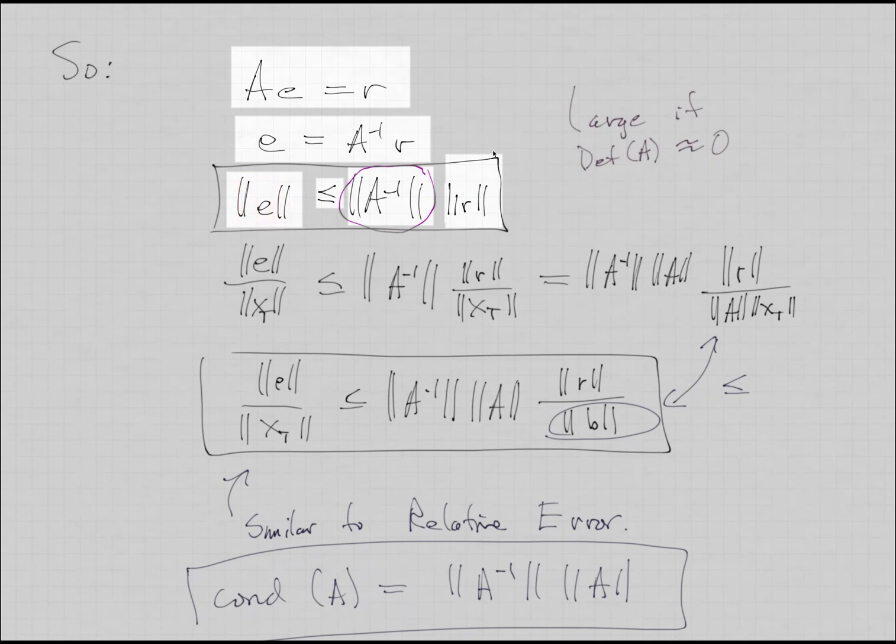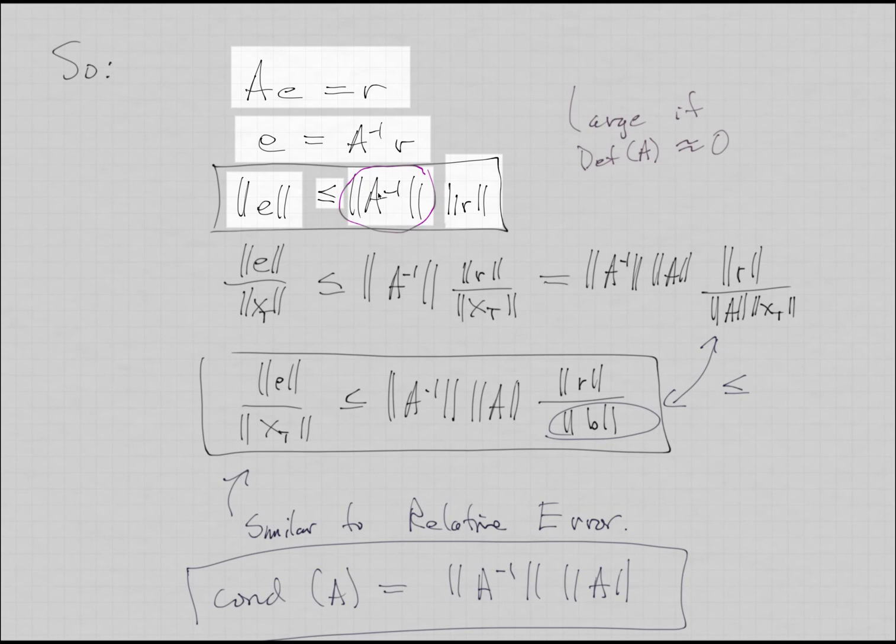Right? So it may be that A times our approximation XA really is close to B, so that the residual is small, but nevertheless, we could still have a large error in our solution X. Right? And that can happen if the norm of A inverse is large. Well, that could happen, for example, if when you're dividing, you're dividing by numbers that are close to zero.